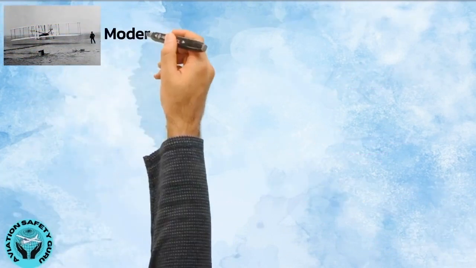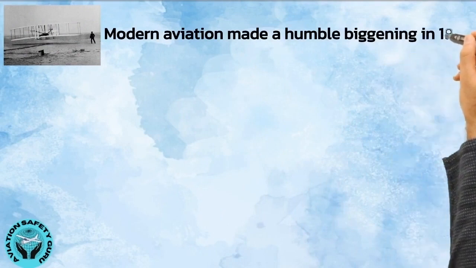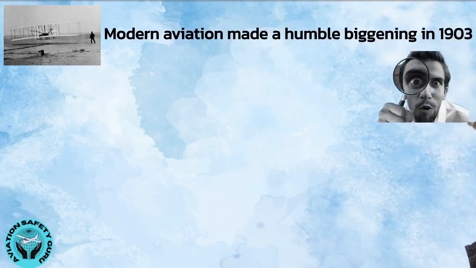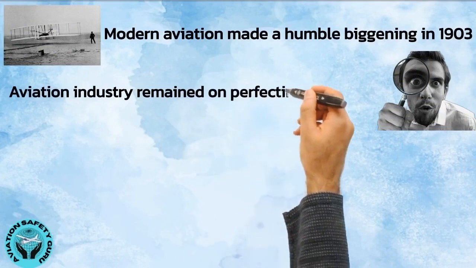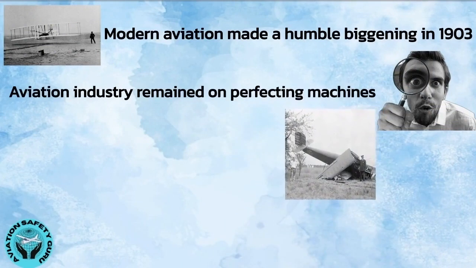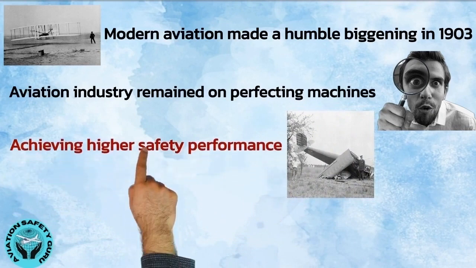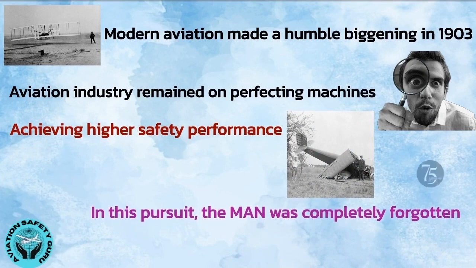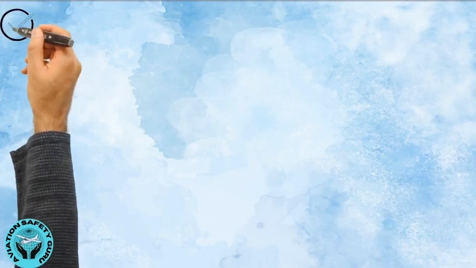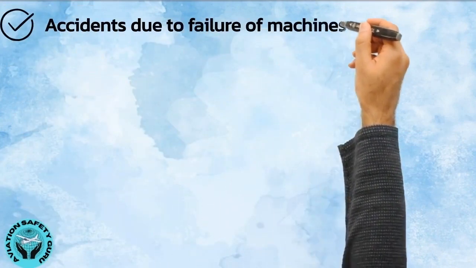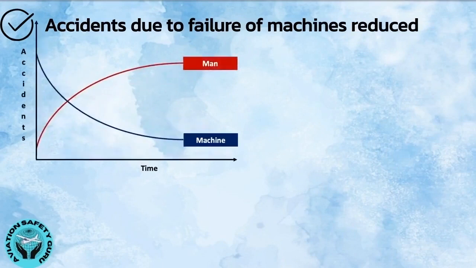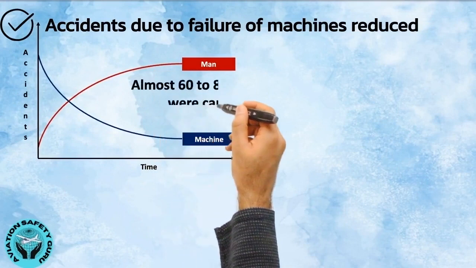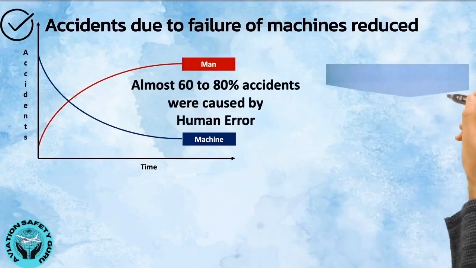Historically, we know that modern aviation made a humble beginning in 1903. From then on, the focus of aviation industry remained on perfecting machines to prevent failures, thus achieving higher safety performance. However, in this pursuit the man was completely forgotten for almost 75 years. As a result, accidents due to failure of machines reduced, whereas accidents caused due to failure of man continued to rise. And we find that almost 60 to 80% accidents were caused by human error.